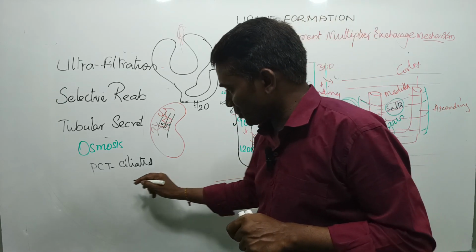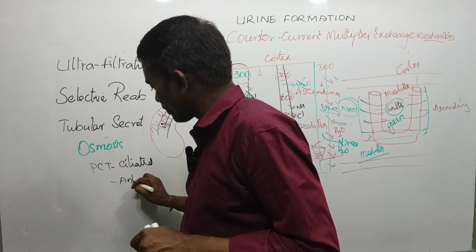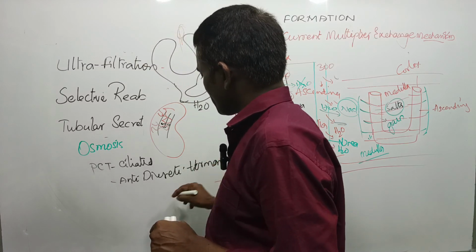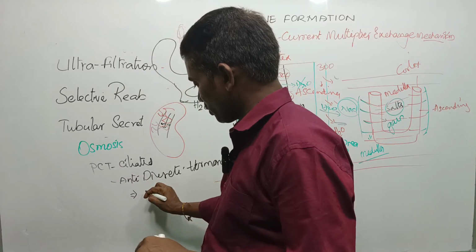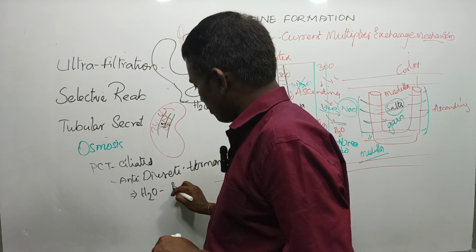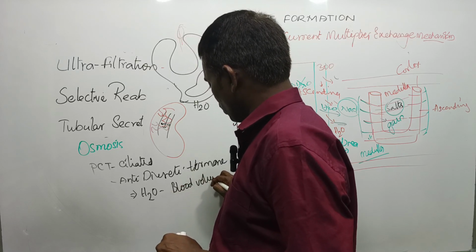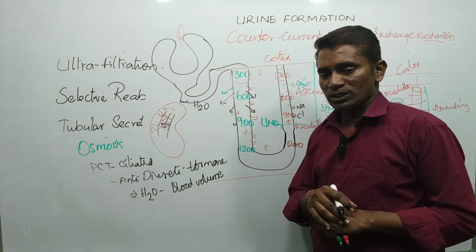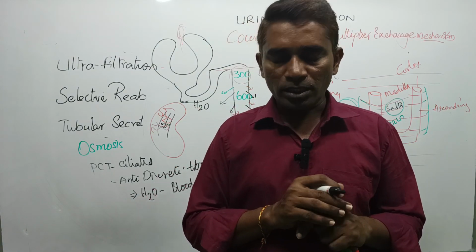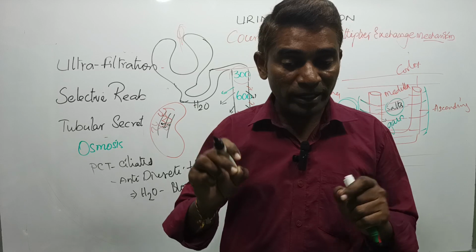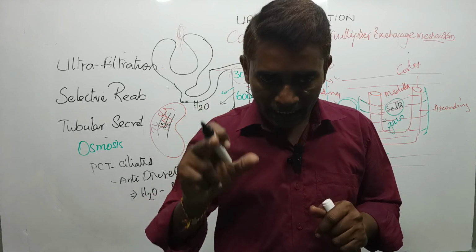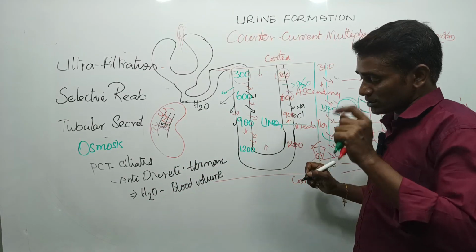Again, in the distal convoluted tubule, there are hormones like anti-diuretic hormone, ADH, or vasopressin. This anti-diuretic hormone prevents diuresis, that is formation of urine, or it usually retains water. It increases the blood volume by retaining water. This hormone is secreted from the pituitary gland. It is released by the posterior lobe of the pituitary gland, but synthesis occurs in the anterior part by means of the hypophyseal portal system.